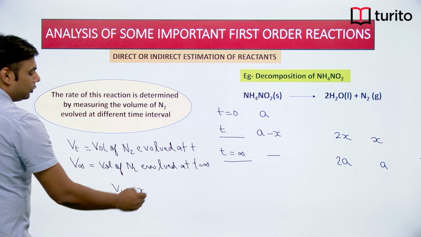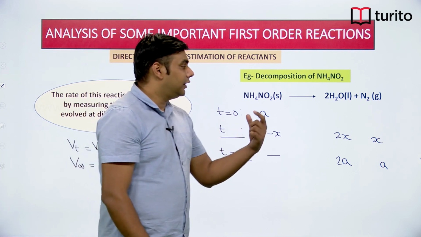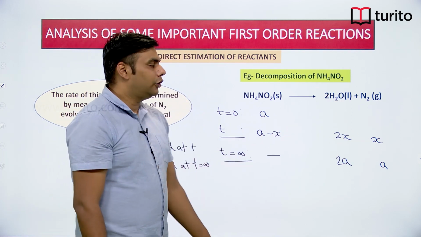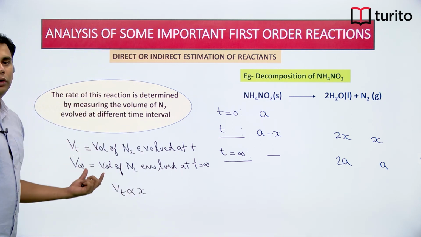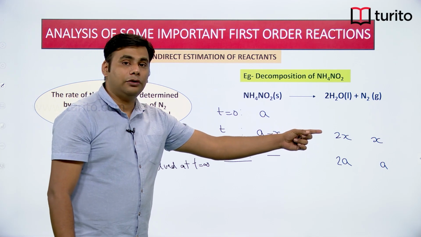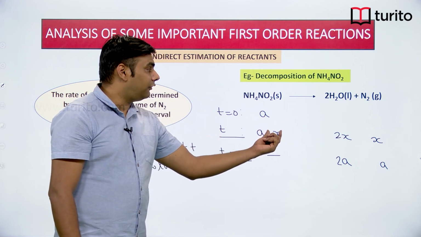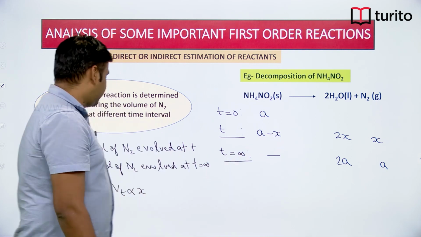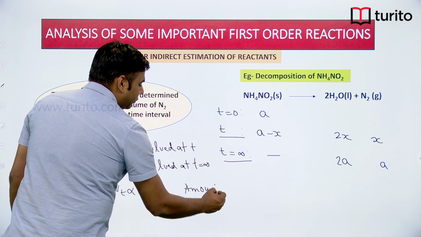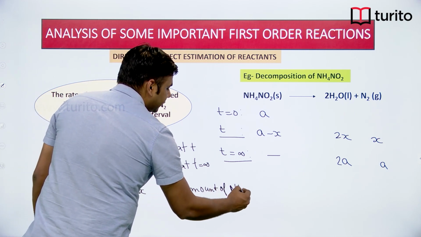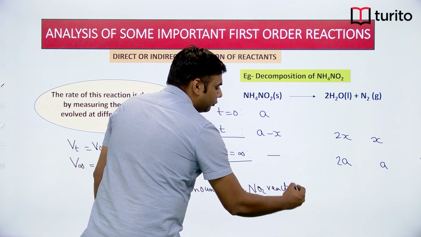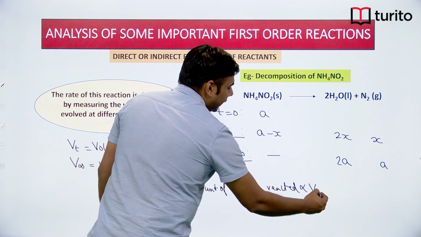We are recording the volume, say, after 5 minutes. Depending upon the number of moles of N2 formed, it would correspond to that particular volume. So the volume at time t would be proportional to the amount of N2 present. Now the amount of N2 is also equal to the amount of NH4NO2 that has reacted. So the amount of NH4NO2 reacted is also proportional to the volume of N2 evolved at time t.